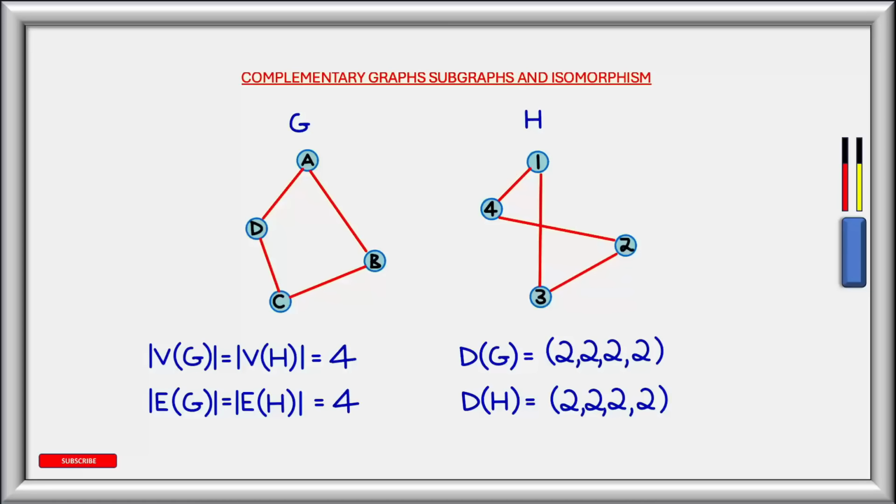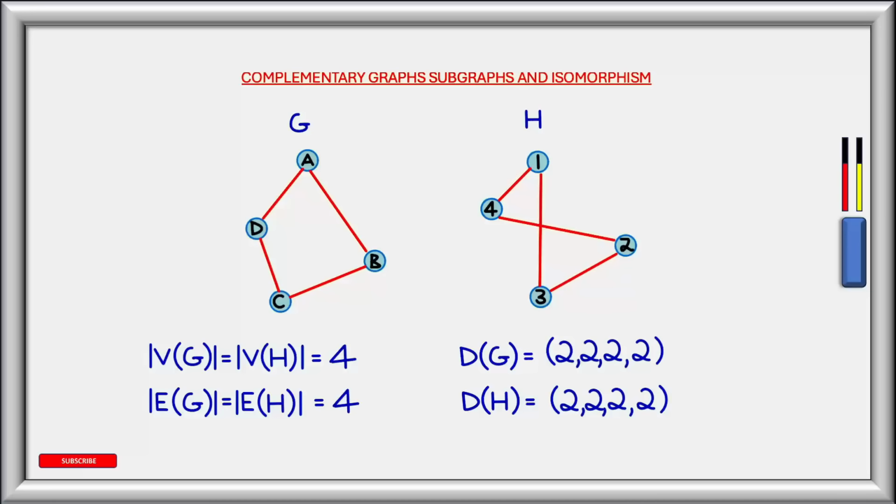And so the degree sequence of graph G is 2, 2, 2, and 2. That means that each vertex has a degree of 2, so it has 2 edges. And the same is true in graph H. The degree sequence of graph H is 2, 2, 2, and 2. And in the next test, we need to check the cycles of the graph are the same.